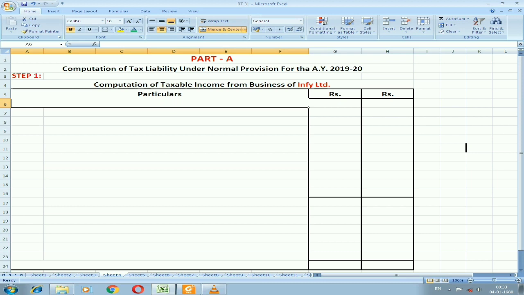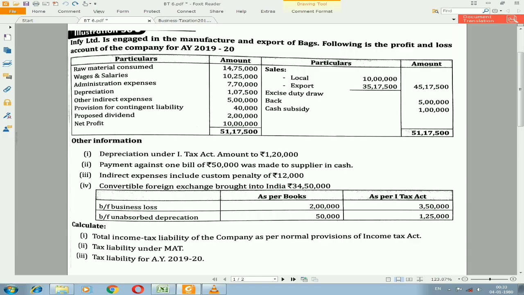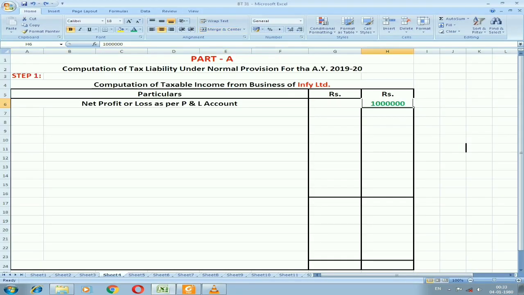So first we are supposed to find out taxable income from business of Infi Limited. Always we are going to start from net profit. As you can see in the illustration, we have net profit of rupees 10 lakhs. So let us take that in the outer column. Net profit as per profit and loss account 10 lakhs. Then we are supposed to add always first one as non-business expenditure which is debited to profit and loss account.